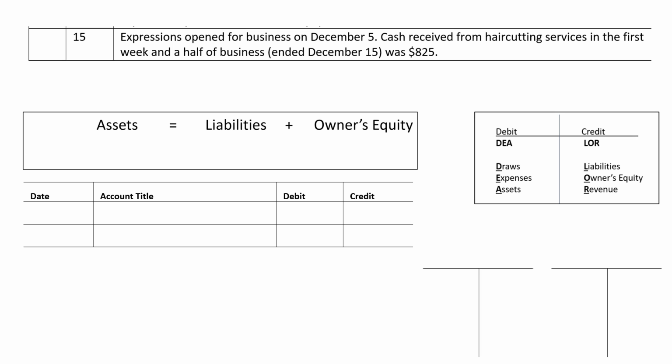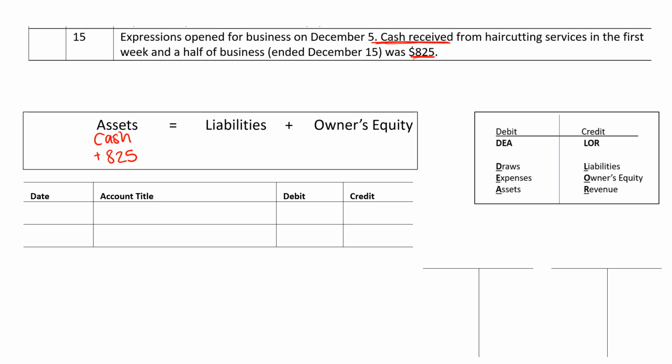On December 15th, Expressions opened for business. On December 5th, cash received from haircutting services in the first week and a half of business, which ended on December 15th, was $825. So this is cash received between December 5th and December 15th. We're going to record it on December 15th to show all the cash that was received during that first opening period. So obviously cash is being received, therefore cash will be recorded. And that's an increase of $825.